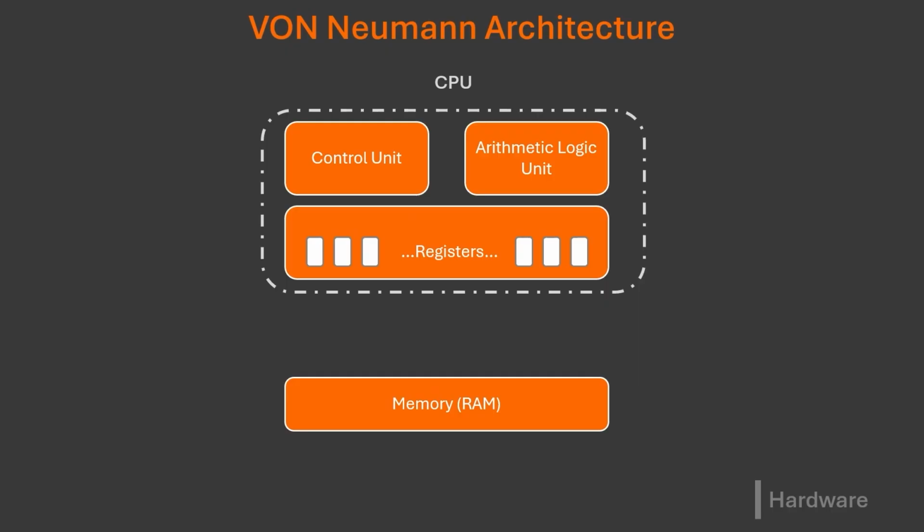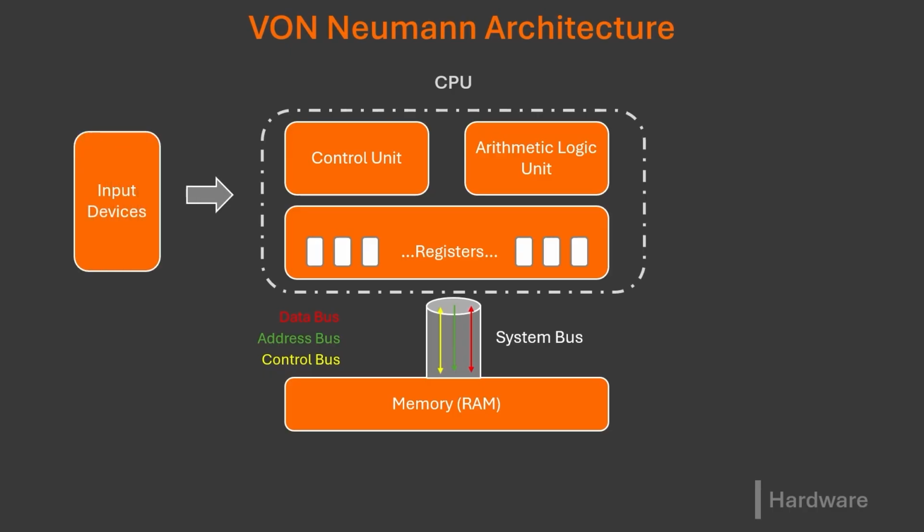The communication between the CPU and other components like memory is handled via a collection of wires called the system bus. The system bus consists of the data bus, which carries the actual data being transferred, the address bus, which carries the memory address where the data should be read from or written to, and the control bus, which carries control signals from the CPU to manage other components.